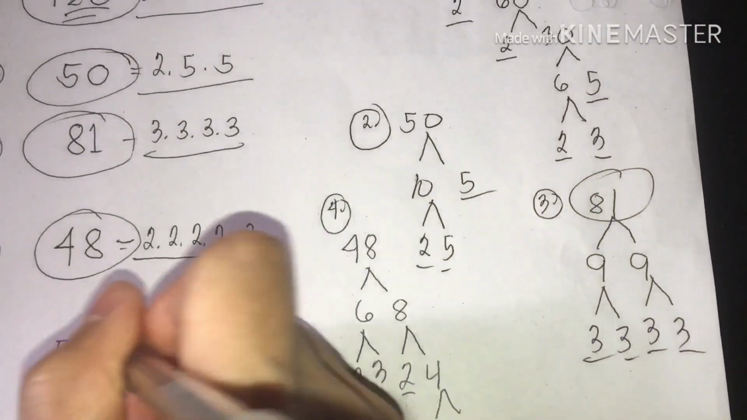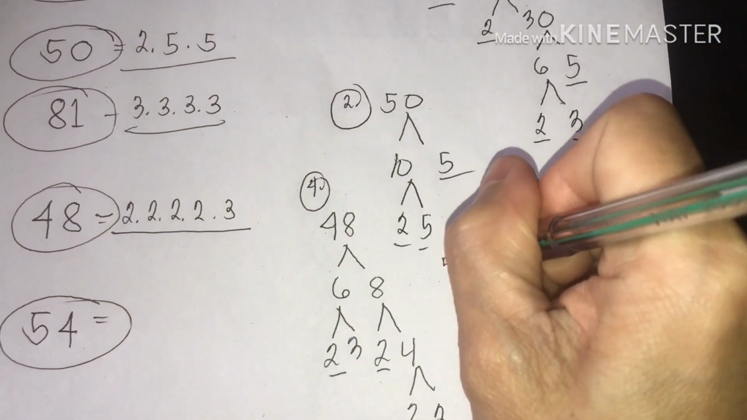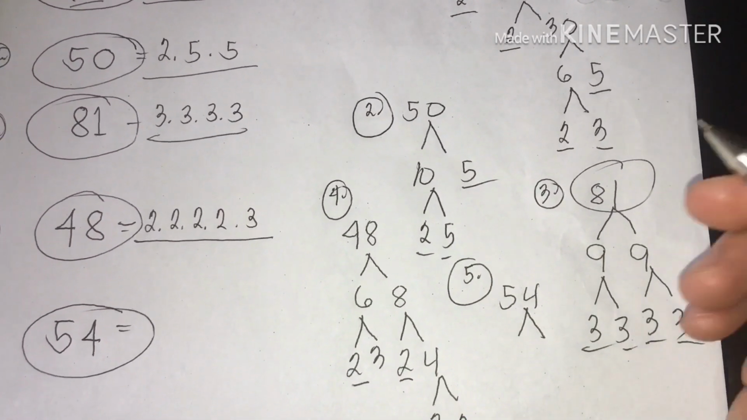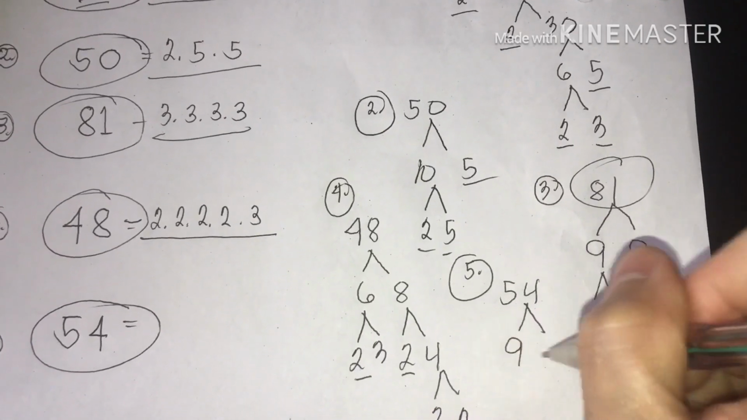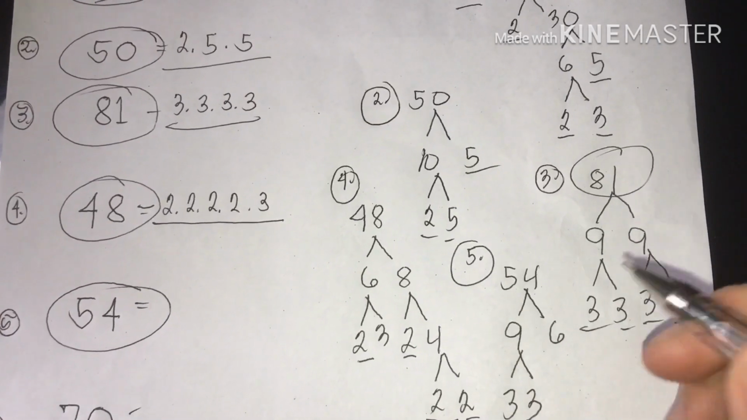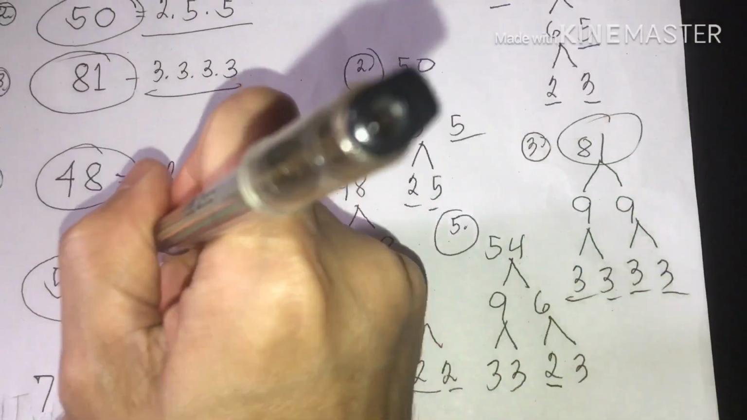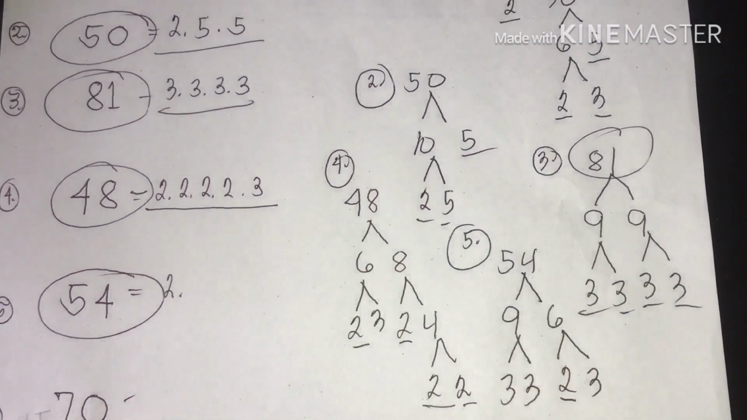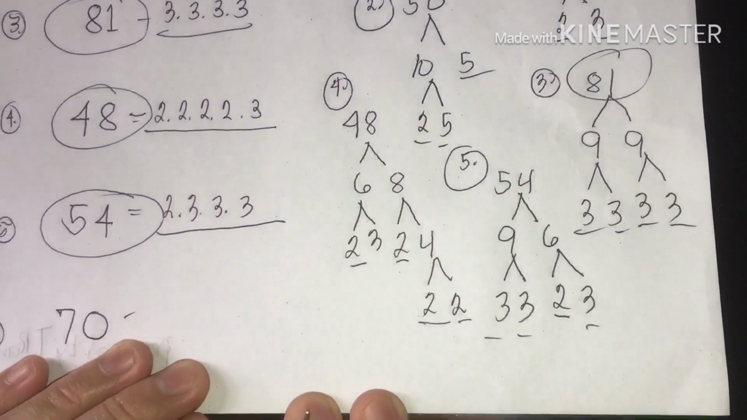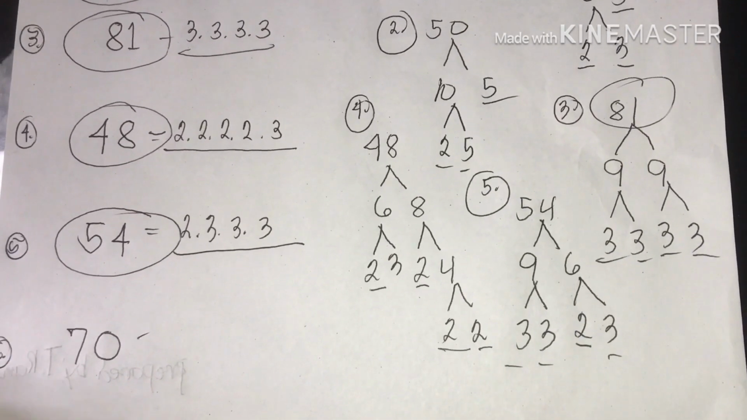Okay, next is 54. We're going to use the factor tree method, class. This is a very easy step. 9 times 6. Next, we're going to factor 9 and then 6. And that's it. So one 2, next we have three 3's. This is the right procedure, class, on how to write our factorization method.